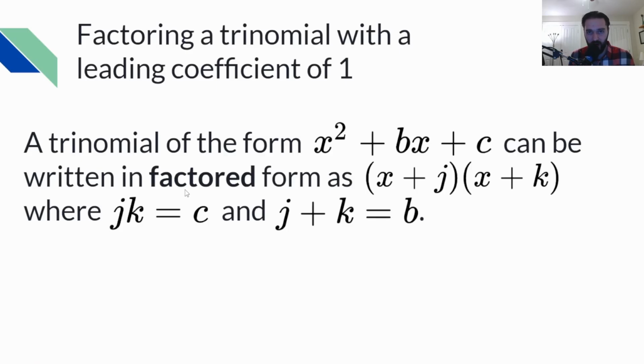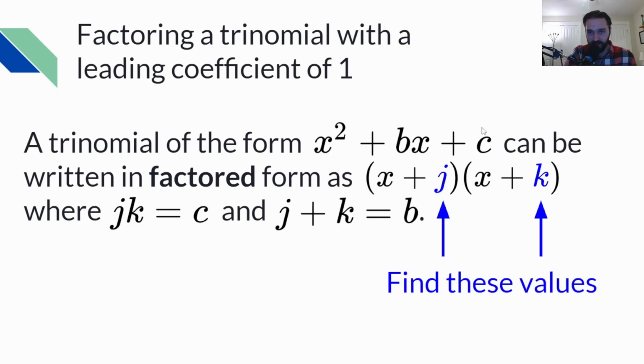All right, factoring a trinomial with a leading coefficient of 1. That's what I had on the previous screen. A trinomial of the form x squared plus bx plus c, right, b and c are just numbers, can be written in factored form as x plus j times x plus k, where jk, right, those are the lasts. That product is c, right, c right here, and j plus k equals b, right, so the outers and the inners product will give me bx.